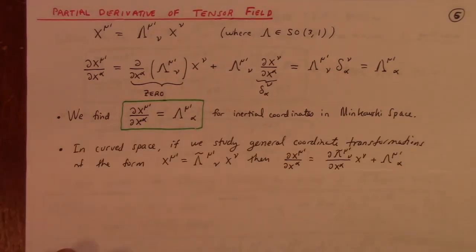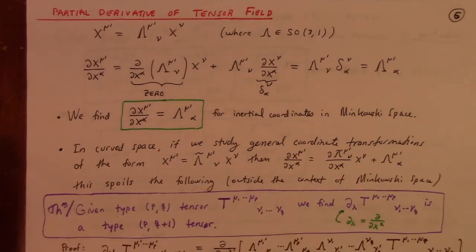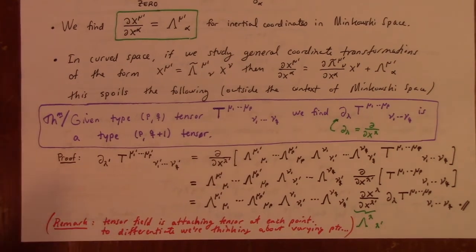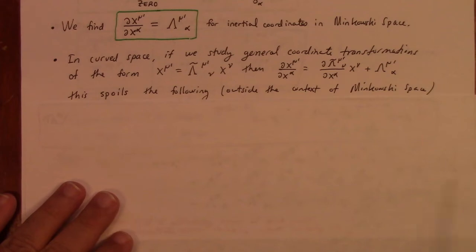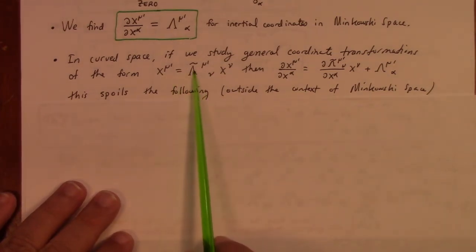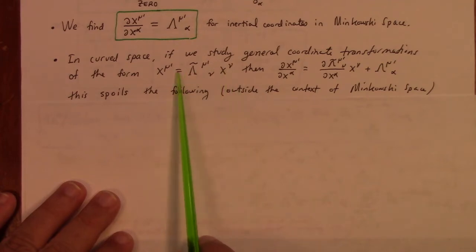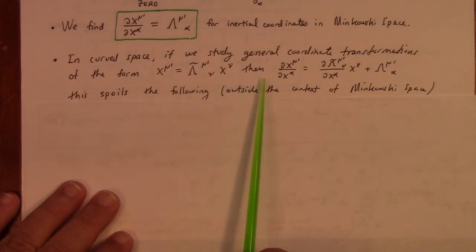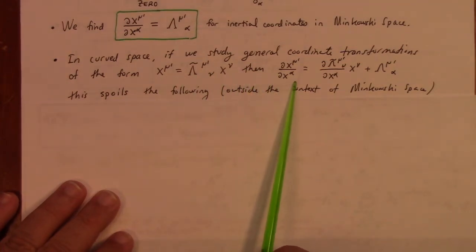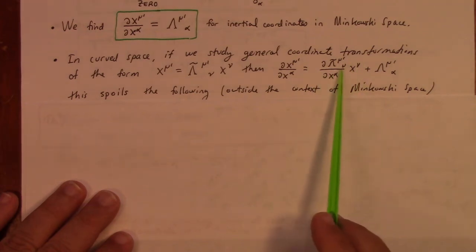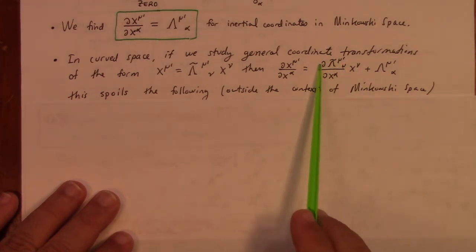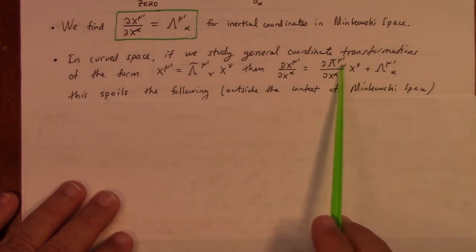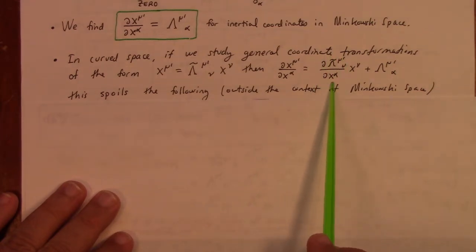That's pretty neat, because in curved space, if we study general coordinate transformations of the form, let's say x mu prime equal to lambda tilde, I put a tilde on it just to make a logical distinction here, lambda tilde mu prime nu x nu, right? If you had something of that form on curved space, then when you took the derivative, you would get a piece where you're picking up the coordinate dependence of the transformation, and so it wouldn't just be what we found before, and this would actually end up spoiling what I'm about to show you, all right?